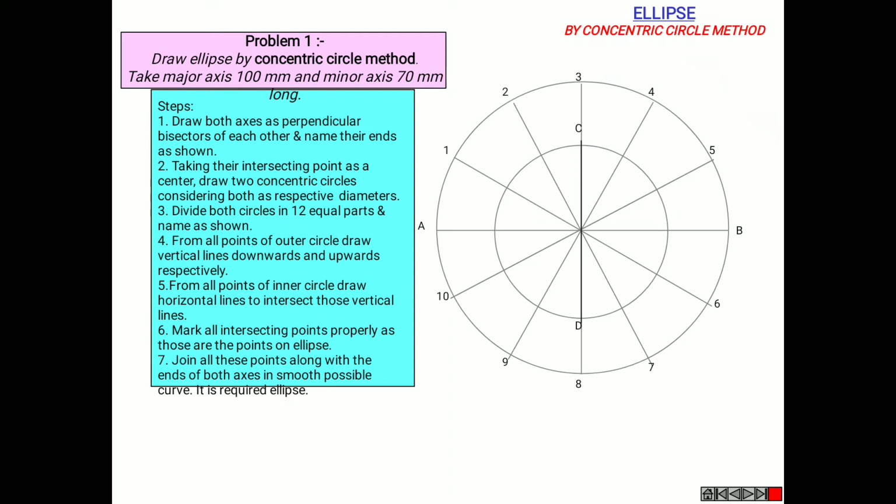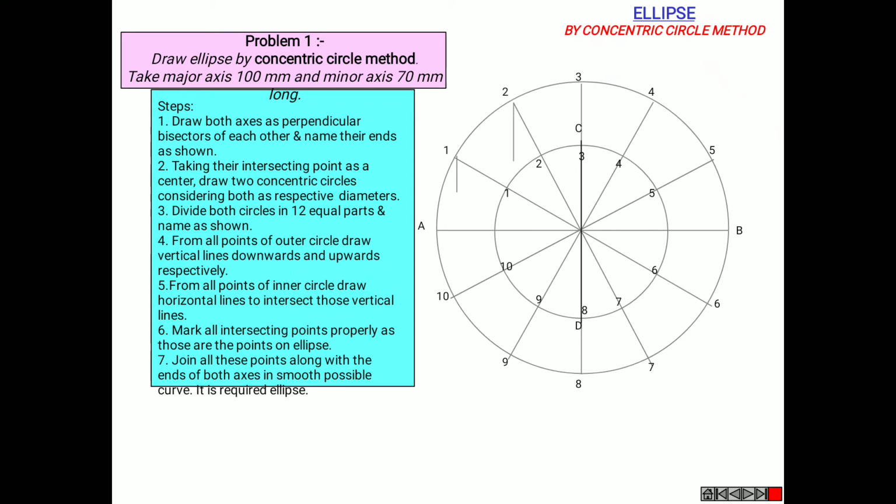See, is it happened or not? 1, 2, 3, 4, 5, that's 6, 7, 8, 9, 10. AB is 11 and 12, totally 12 parts. Name them in the inner circle also. Now from all these points of inner circle, draw horizontal line to intersect those vertical lines.